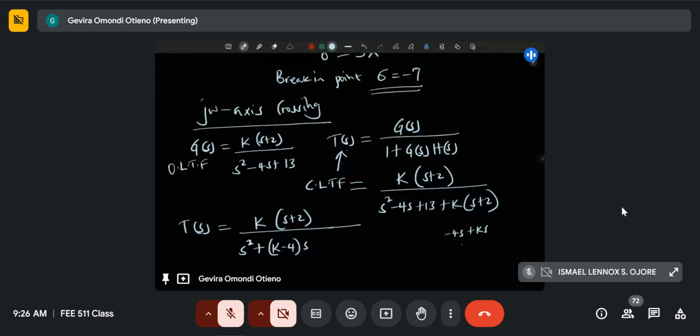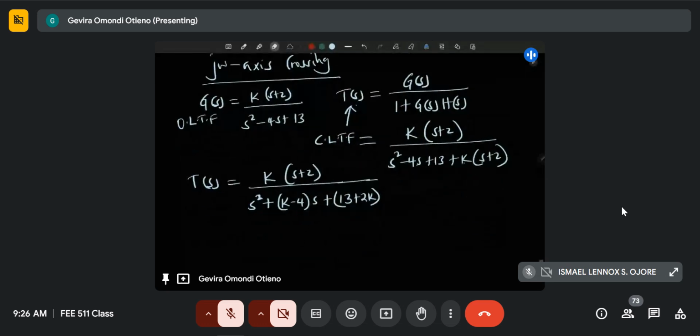I'm collecting like terms, ladies and gentlemen. I'm just collecting, and I have plus 13 plus 2K. So that's the constant term. So basically, I've brought the terms together. So this is what we have as our transfer function.